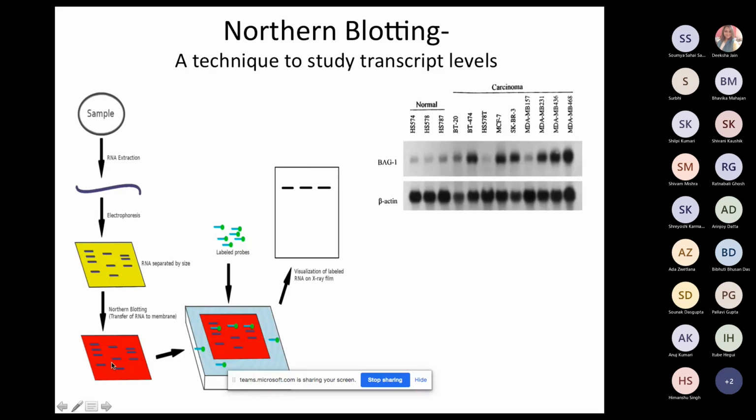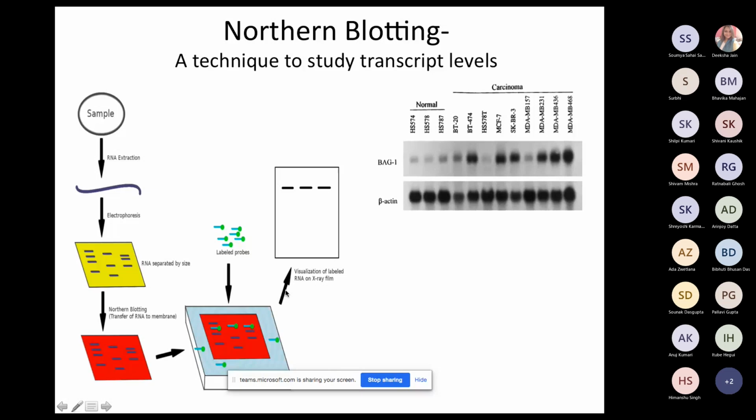Once it is transferred to a membrane, then you do the hybridization with a probe which is specific for this gene or for a housekeeping gene. So what is a probe? That you must have already been told in your assignment or practical session. These are oligonucleotides which are specific for your particular gene of interest. Why are they called probes? Because they are generally labeled. They can be radioactively labeled or they can be fluorescently labeled.